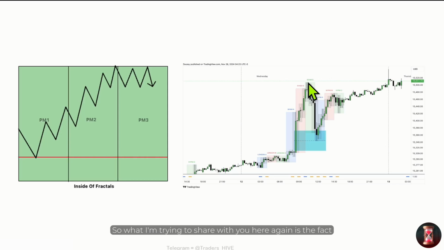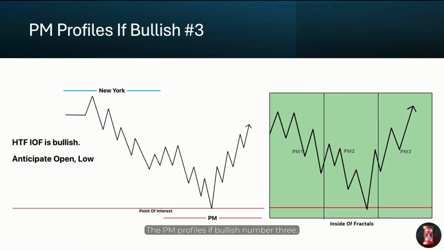So what I'm trying to share with you here, again, is that when you are looking at these schematics and these delivery profiles, you need to understand that they're forming within each other. Our job is to recognize what the daily delivery profile is signaling to us, and then what the session delivery profile is signaling to us within that bigger profile. But we can even take it one step further, where we start paying attention to 30-minute cycle delivery profiles, for example. The PM profiles if bullish, number 3.